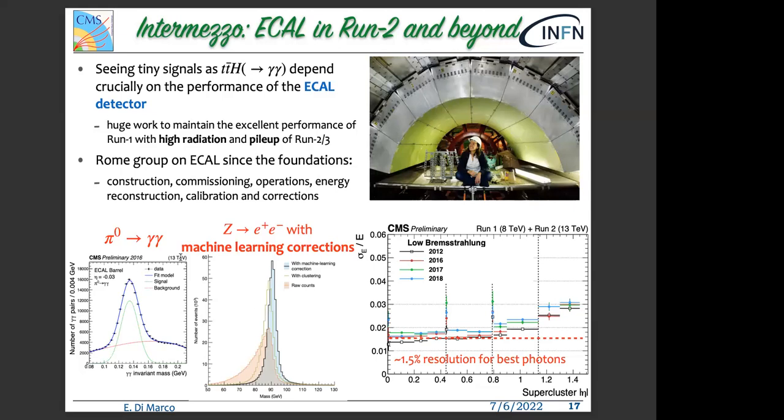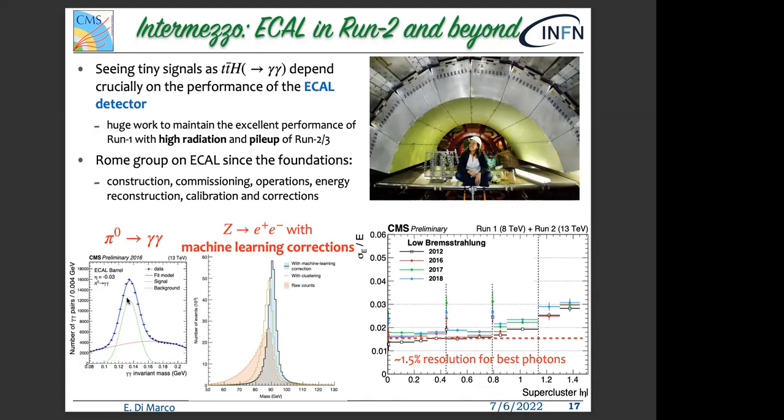For example, the pi zero to gamma gamma is the first resonance in two photons that we saw much before the Higgs, so basically the HE startup. And now this is used for tracking the ECAL scale, which at the end determines the Higgs boson scale, okay? Which is what Roberto was mentioning before. But of course, as Maurizio instead was saying, you have to do both.